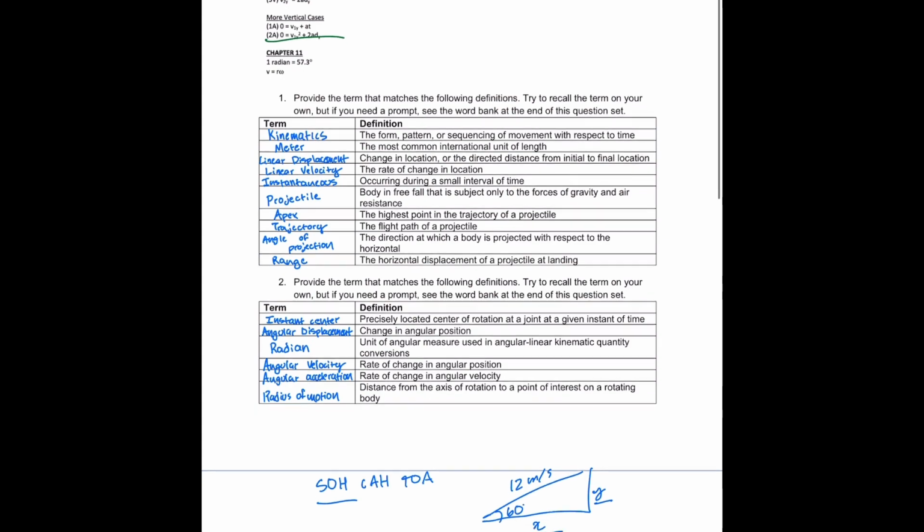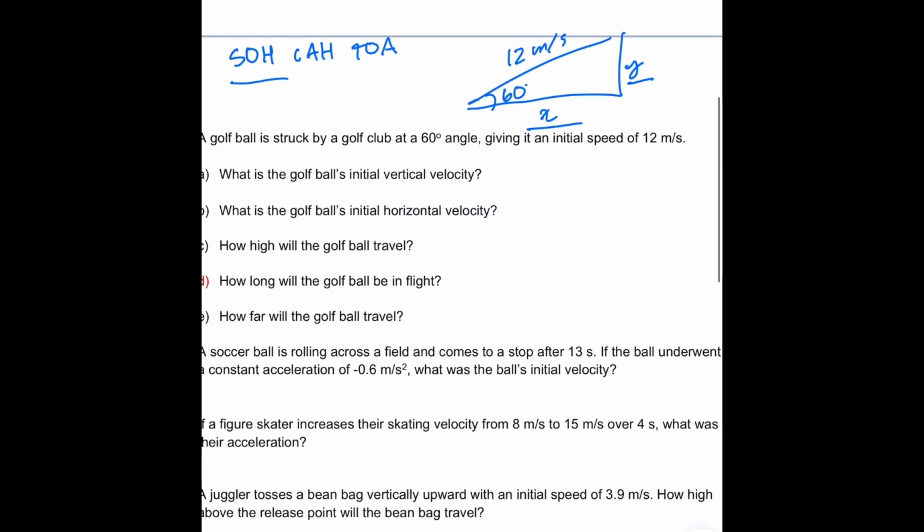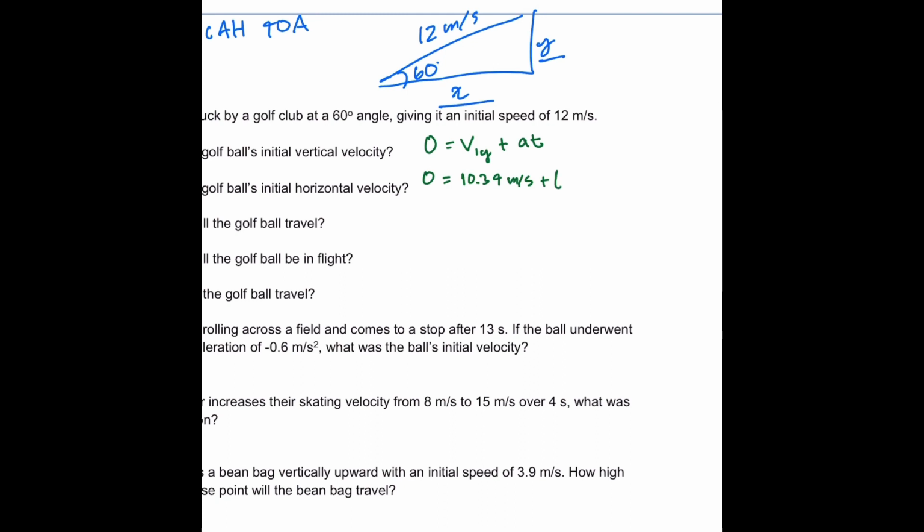So in this case, let's use the equation. Equation 1A is simply 0. Remember, we always want to keep it at 0. V of y plus acceleration times time. Let's plug this in. So it would be 0 equals 10.39 meters per second plus, sorry, acceleration, which is the one we're looking at in the vertical component, so it's the negative 9.81 times t.